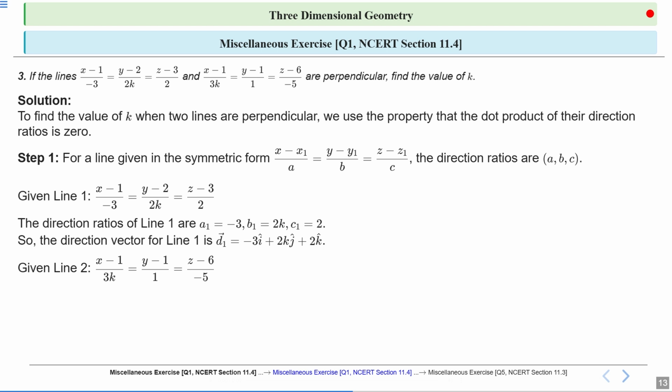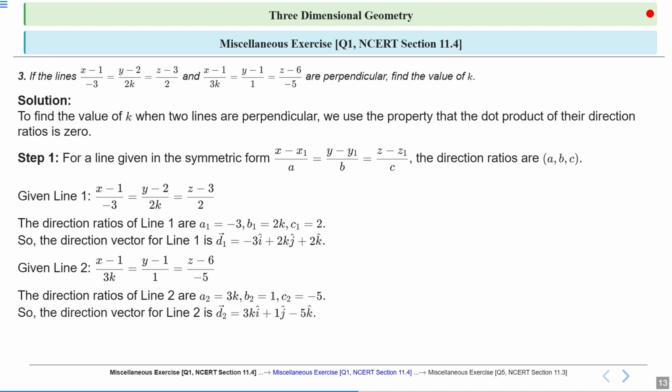Now, given line 2, x minus 1 upon 3k is equal to y minus 1 upon 1 is equal to z minus 6 upon minus 5, the direction ratios of line 2 are a2 is equal to 3k, b2 is equal to 1 and c2 is equal to minus 5. So, the direction vector for line 2 is d2 vector is equal to 3k i cap plus 1 j cap minus 5 k cap, right? Hope it's clear to all.